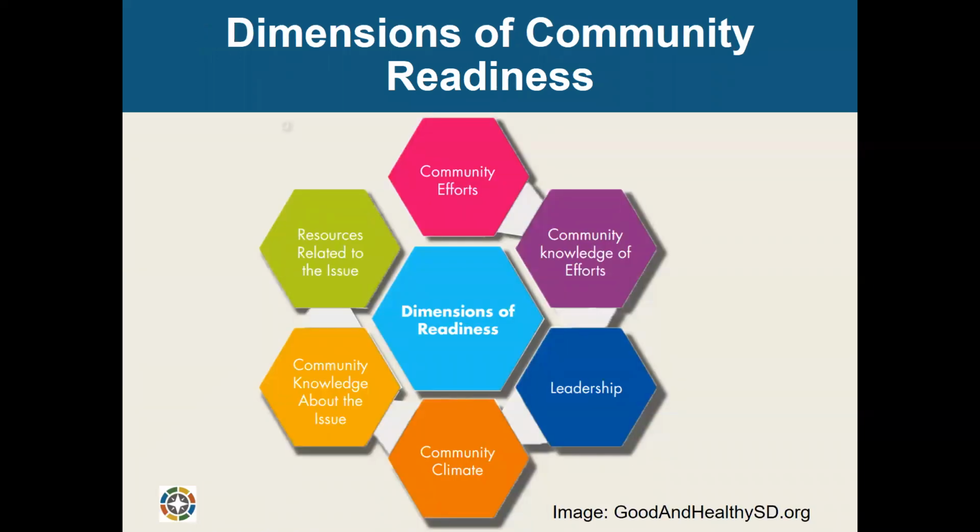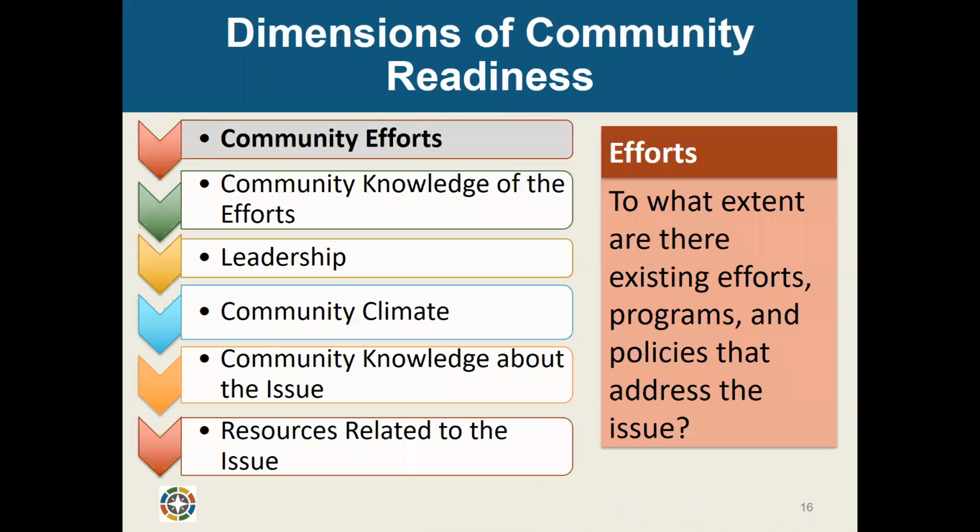I mentioned earlier that there are dimensions of community readiness, and you'll see them here on this slide. There are 6 of them, and we are going to dissect these as we move throughout and really get a better understanding of what these dimensions capture. But thinking about them first, just to share, we are talking about community efforts, community knowledge of those efforts, leadership, community climate, community knowledge about the issue, and then resources related to the issue. So understanding these is important, and we are going to break those down as we move throughout here, first starting with community efforts.